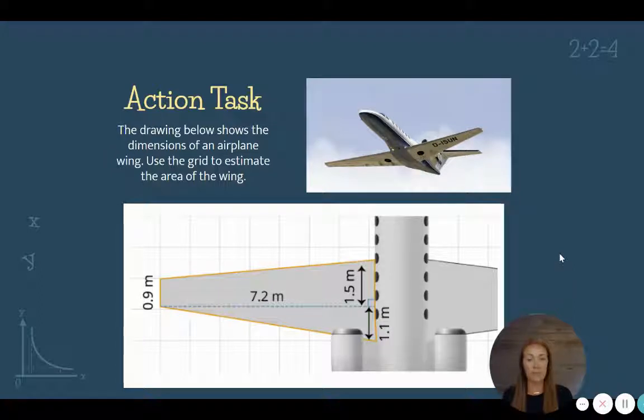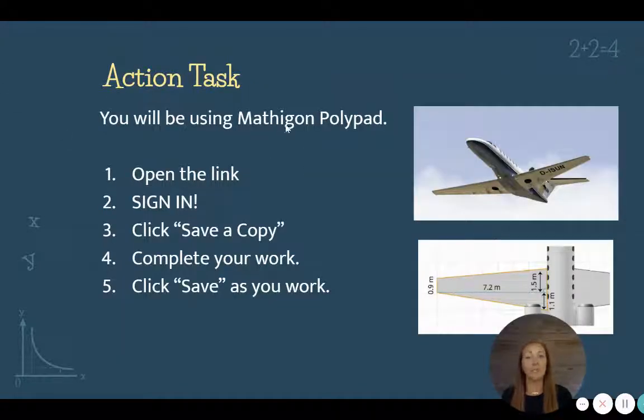Now, this would be very difficult to do online when I know that my students at home did not have access to grid paper and that I wasn't sure that they would actually measure this out properly. We could end up with some quite a variety of answers here. So I decided, let's use Mathigon Polypad. I make sure that I always review with students that they need to open up the link to Mathigon Polypad that I send to them.